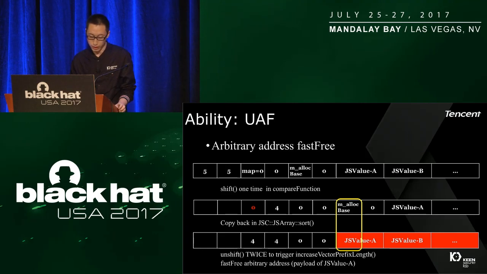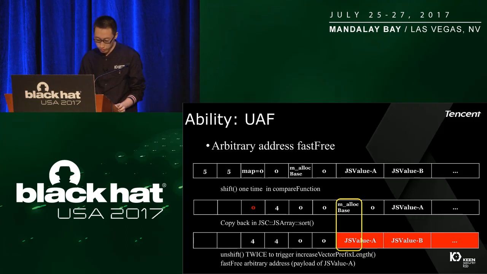And we can use it to make an arbitrary address fast free. If we call the method unshift to add new elements too many times, and the buffer cannot fit the bigger array storage anymore, the function increaseVectorPrefixLength will be called to fastMalloc a big buffer and fastFree the old one. m_allocBase just contains the address that needs to be fast freed.